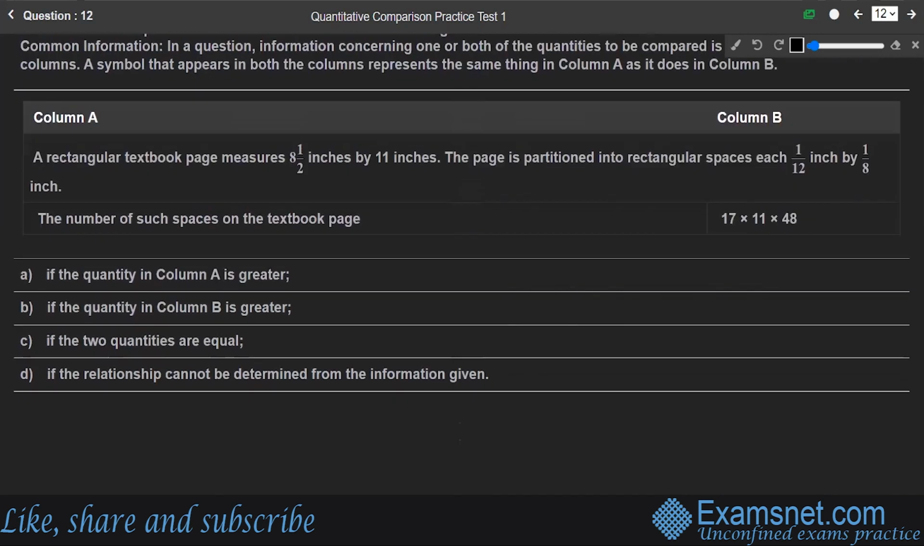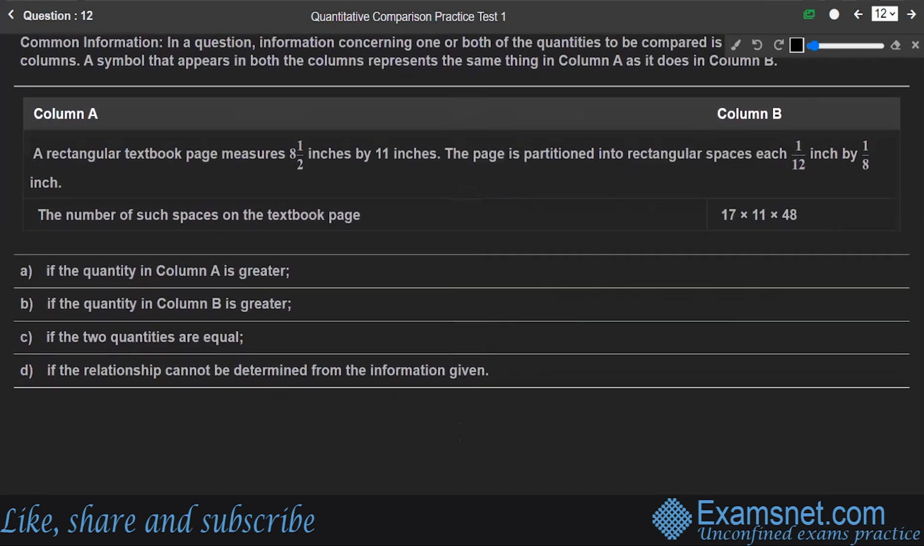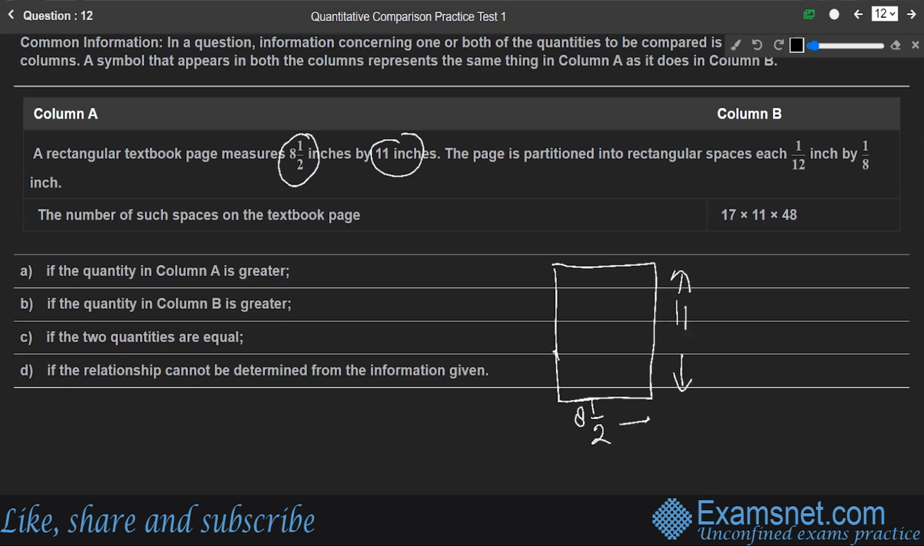Okay, the question says a rectangular textbook page measures 8.5 inches by 11 inches. So that is the size of a page given. So this is how we can take it as, okay, length into breadth. So the length value is 8.5 and breadth value is 11. So this is how the dimension of the page has been defined. This is the page size. The page is partitioned into rectangular spaces, each of 1 by 12 inch by 1 by 8 inch. So they are creating the rectangular partitions.